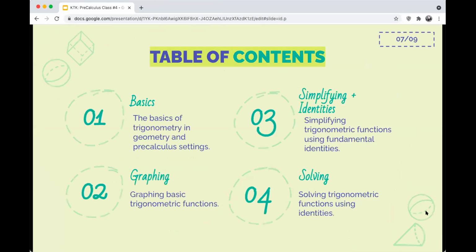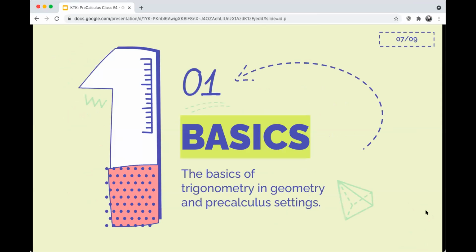because we are going to do a few practice problems. So the table of contents for today. First, we'll have the basics of trigonometry in geometry and precalculus settings. Next, we'll be graphing basic trigonometric functions. And then we'll be simplifying trigonometric functions using fundamental identities, and then solving trigonometric functions using these same identities. So these are the basics first.